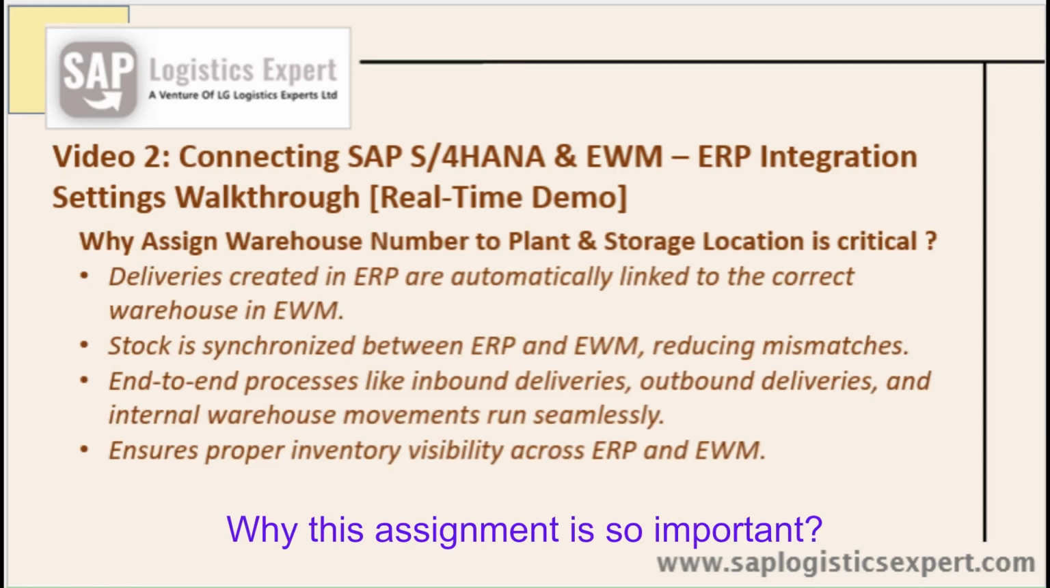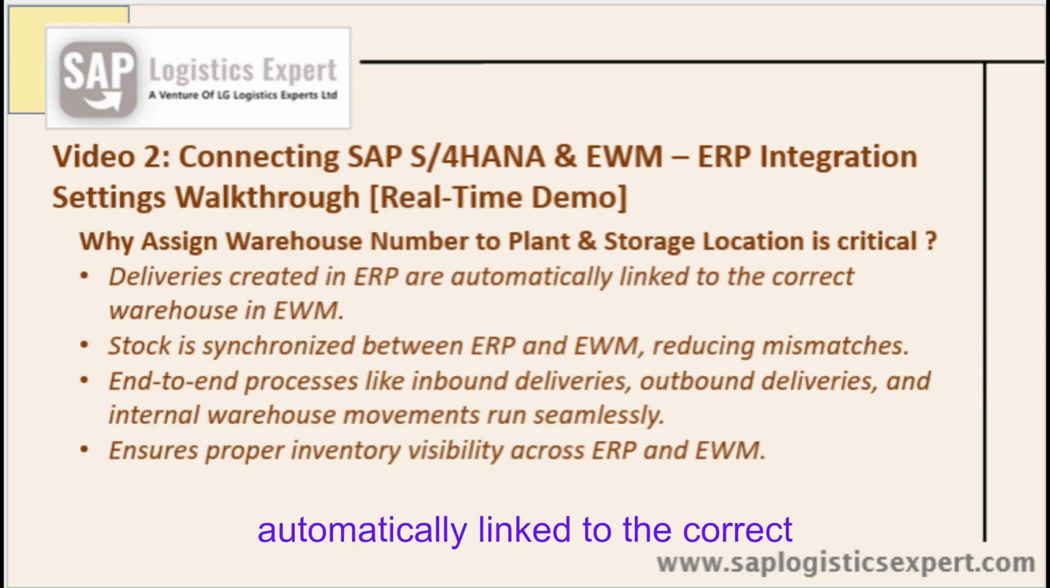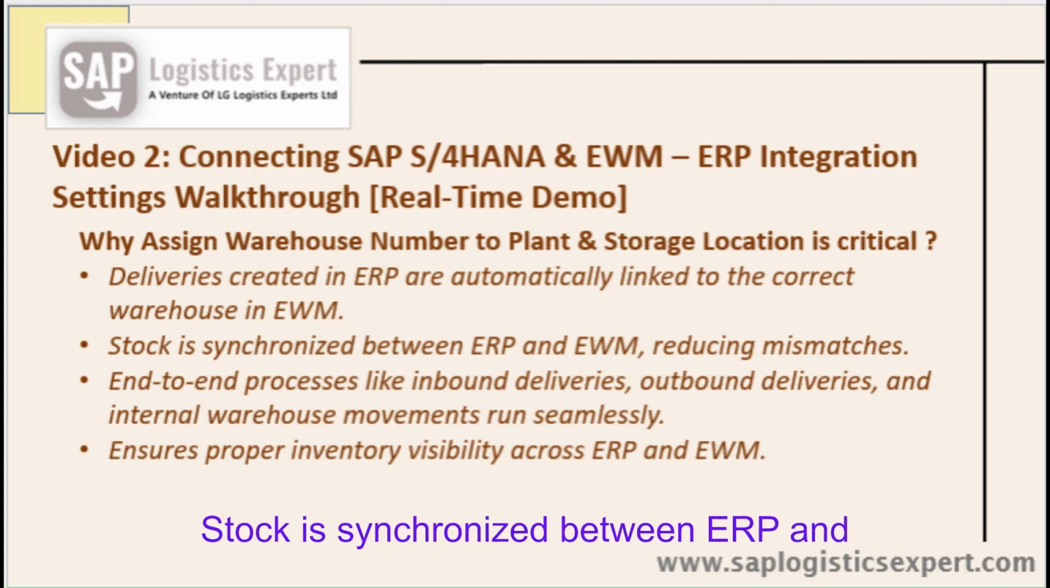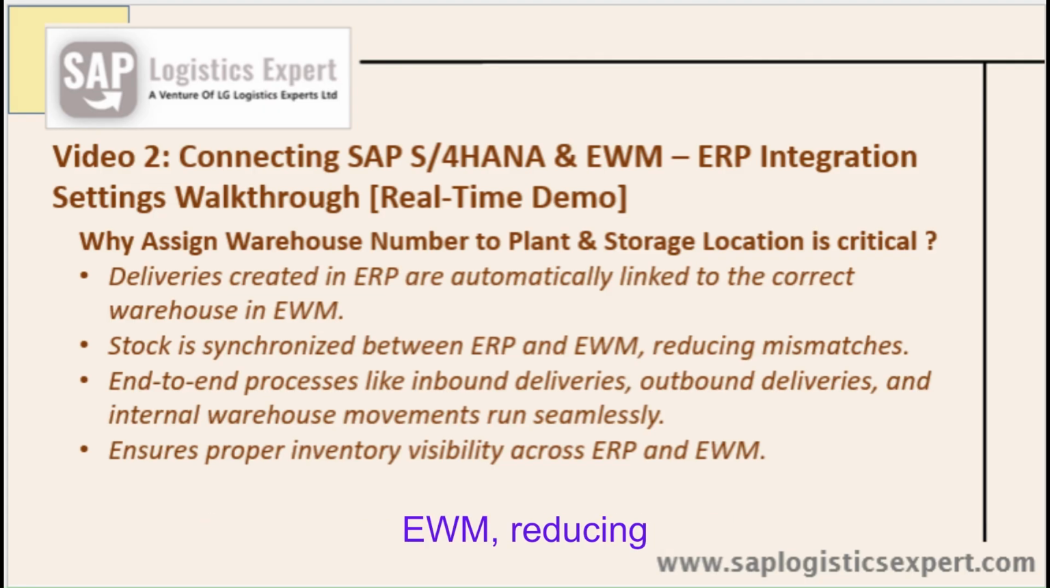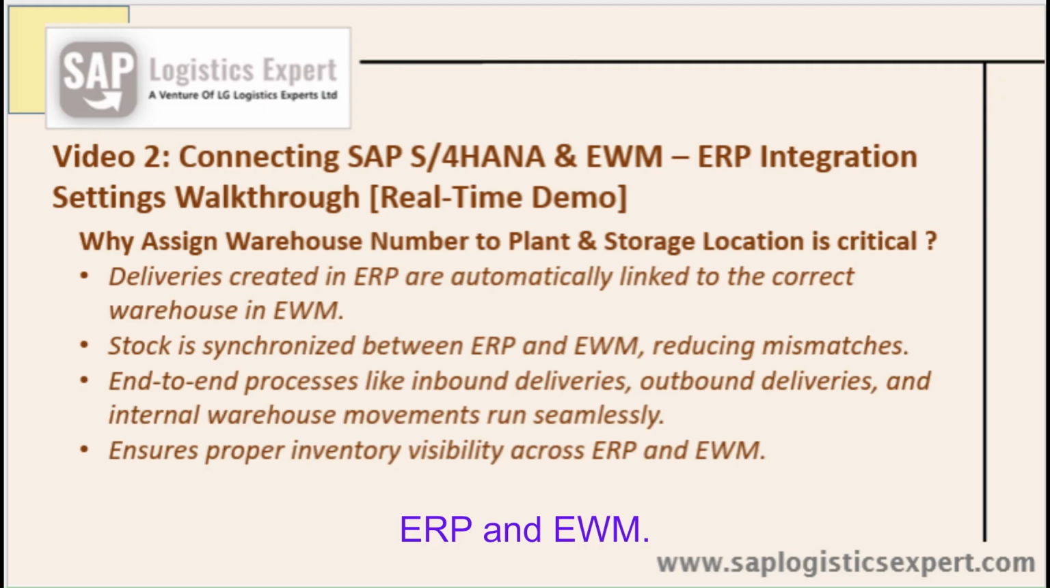Why is this assignment so important? Deliveries created in ERP are automatically linked to the correct warehouse in EWM. Stock is synchronized between ERP and EWM, reducing mismatches. End-to-end processes like inbound deliveries, outbound deliveries, and internal warehouse movements run seamlessly. It ensures proper inventory visibility across ERP and EWM.